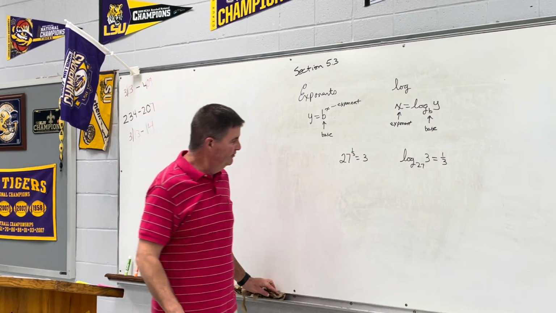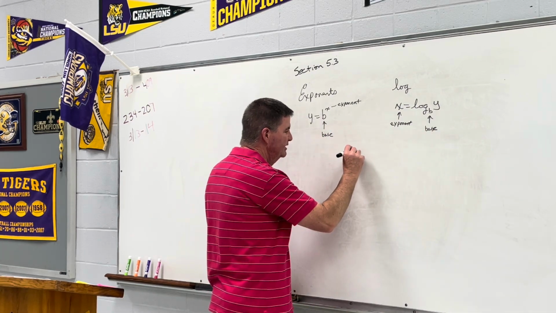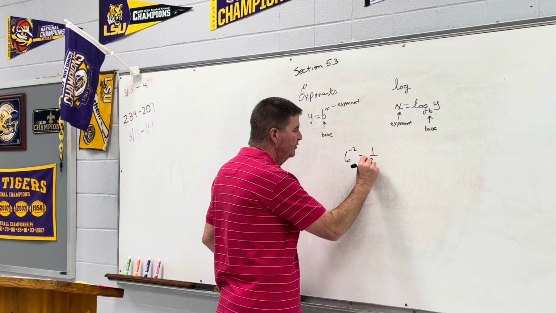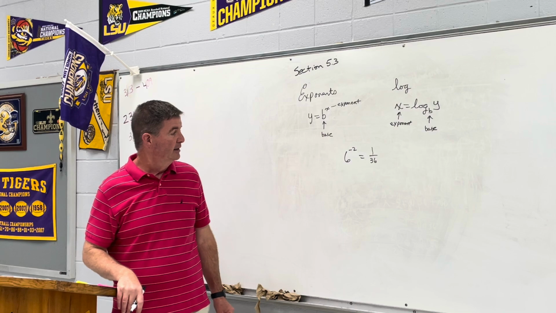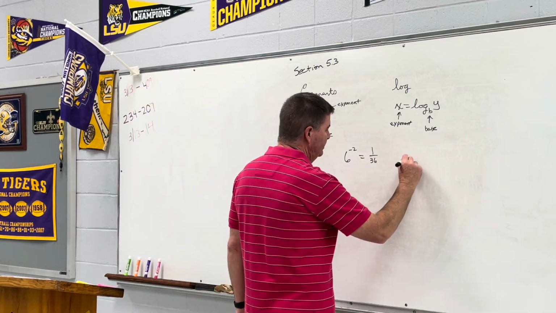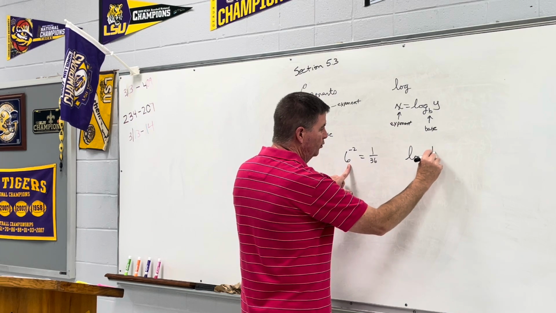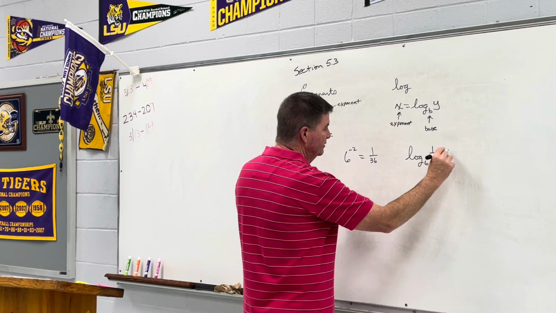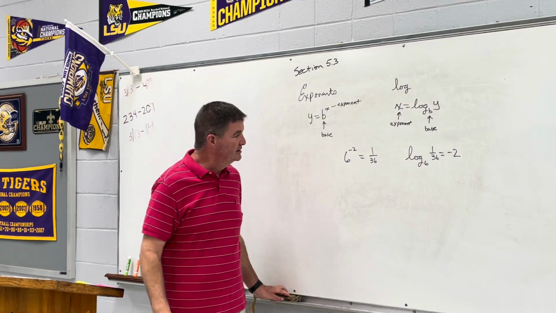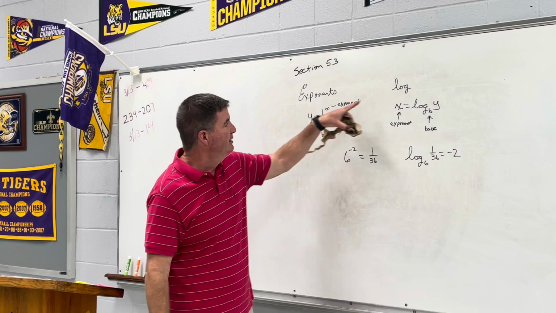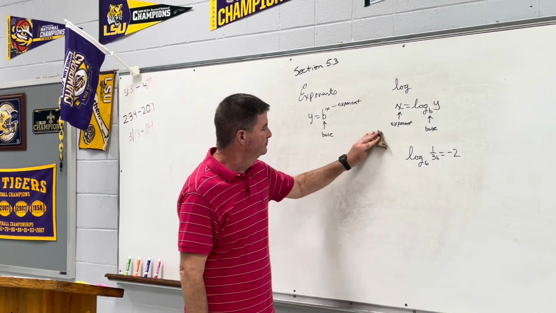And finally, if I have 6 to the negative 2 equals 1 over 36, and I want to rewrite that as a logarithm, it's going to be log base 6 of 1/36 equals negative 2. Again, all we're doing with this first exercise is bringing it from exponent to logarithm form.